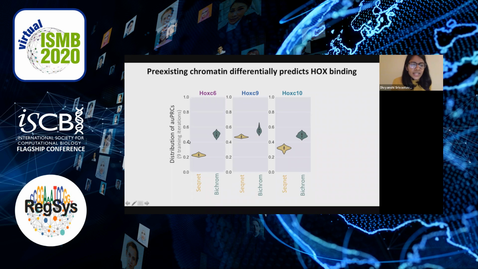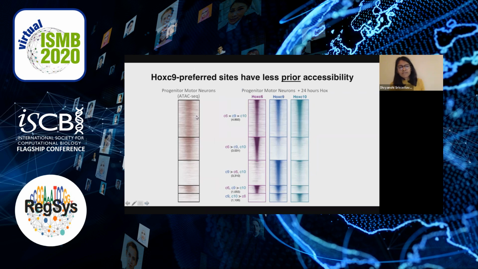So taking this insight, we went back to our Hox binding sites, and we plotted the chromatin accessibility at these sites prior to Hox induction. And interestingly, we found that sites that were bound by HOXC9 only, but not HOXC10, despite containing the posterior motif, were extremely inaccessible prior to Hox transcription factor induction, suggesting that it is an ability to bind inaccessible chromatin at this set of sites which might enable diversification in C9 and C10 binding.